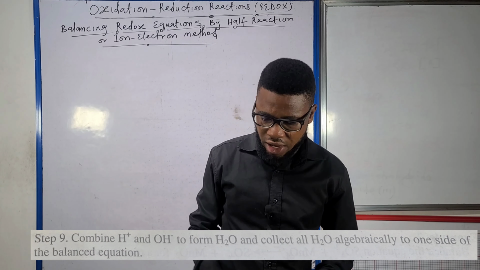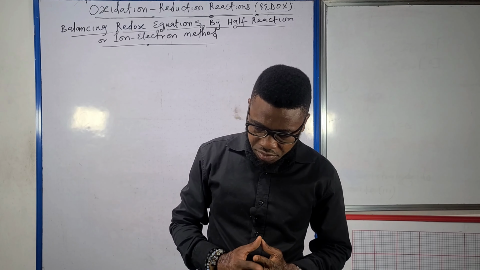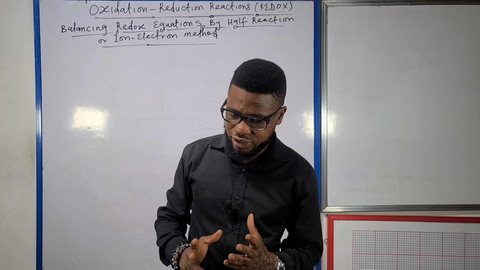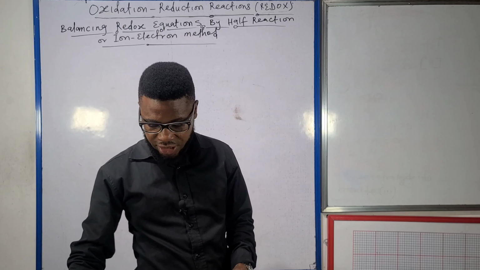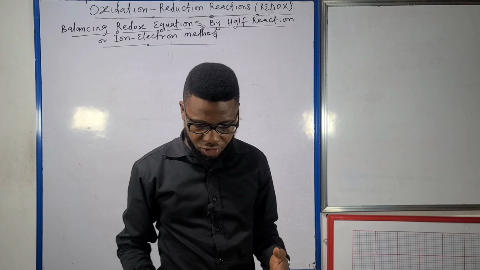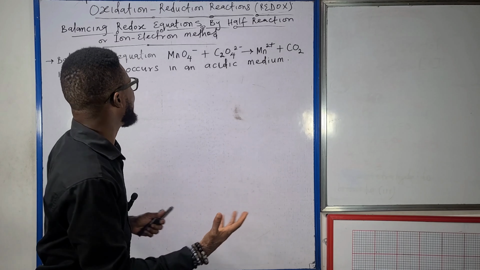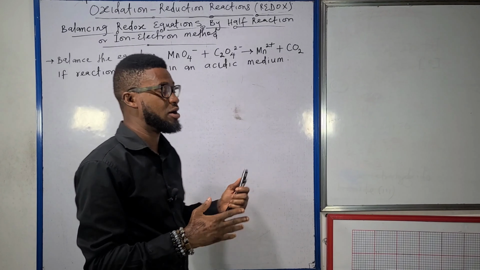Now, all of this looks easy to talk about theoretically, but I think it's going to make more sense if we see what a question looks like when we talk about balancing equations using the ion-electron method and trying to follow all of these 9 steps. So when we have questions like this, it's usually around 8 to about 10 marks.